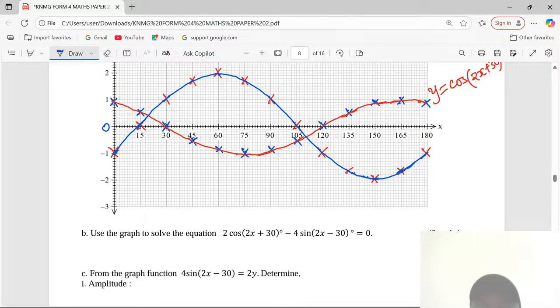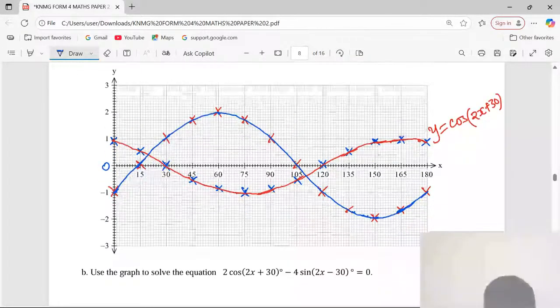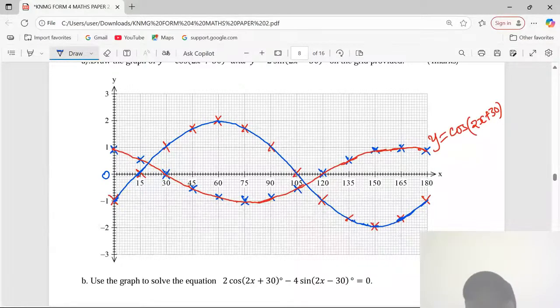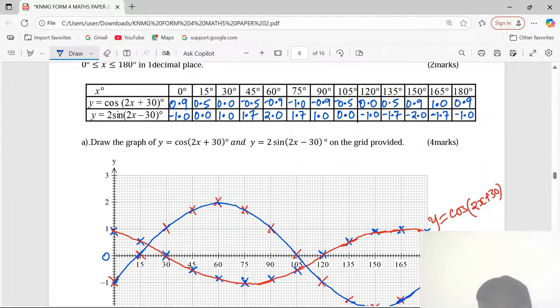Just look at that. Remember, after plotting, the plotted coordinates should be visible. So I discourage students from using dots to identify coordinates. Just use the cross so that once the curve passes over there, you are in a position to identify the coordinates that you had plotted.